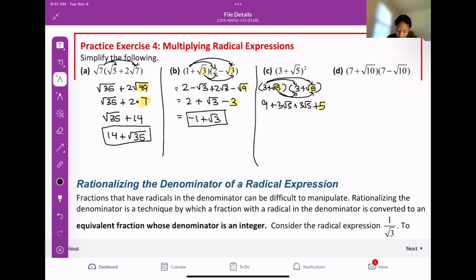Okay, let's carry on with our simplifying. So we can combine the constants. 9 plus 5 is 14. And we can combine the radicals. 3 root 5 plus 3 root 5 is 6 root 5.